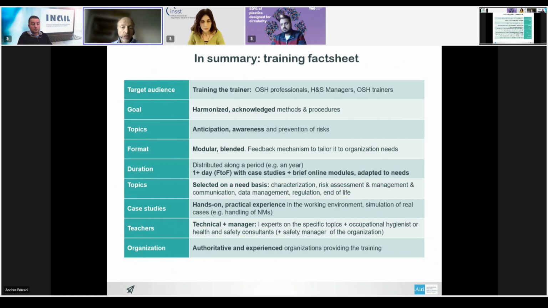The topics should be selected on a need basis. It would be nice to have a simulation of real cases, real situations in the working environment, for example, the handling of nanomaterials. Teachers need to be experts, of course, occupational hygienists, health and safety consultants. Ideally, these teachers should include an external expert, and the health and safety manager, the ones that are in charge of overseeing and controlling the safety of a lab or production site. We need organizations that are authoritative and experienced, and I think all the PEROSH network perfectly fits with this definition.